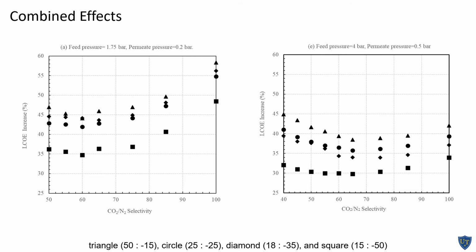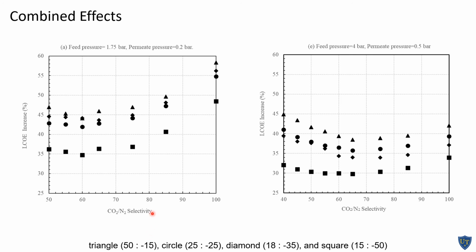The results of the full optimization study are shown here, in which we looked at the combined effects of the feed and permeate pressure on the increase in levelized cost of electricity, as well as membrane selectivity. We use the same membrane in both the enriching and stripping stages in this case, and the liquefaction conditions. The first number here represents the pressure, so the 50 here is 50 bar, and the second number represents the temperature. Minus 15 is minus 15 degrees centigrade.